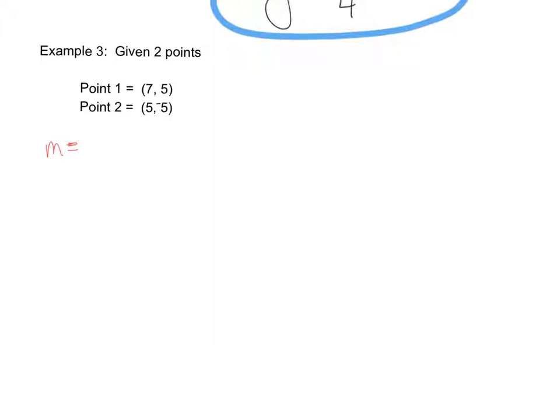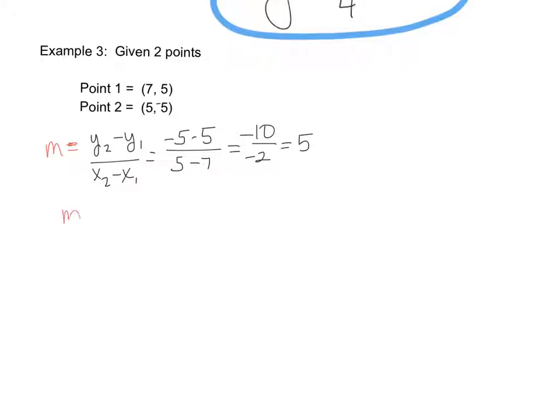So I'm going to plug in my points. I'm going to write my equation for finding slope. So that's y sub 2 minus y sub 1 over x sub 2 minus x sub 1. Plugging in my numbers here, so y sub 2, I'll start with -5 minus 5 over 5 minus 7. Simplifying this, I've got -10 over -2, which simplifies then to 5. So I know my slope is equal to 5.